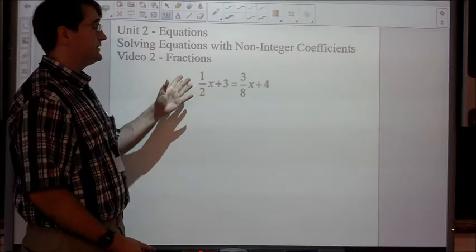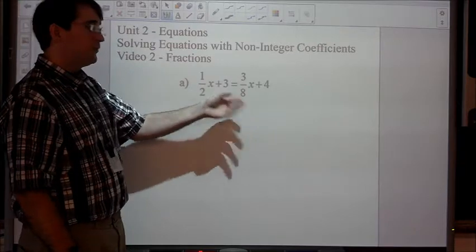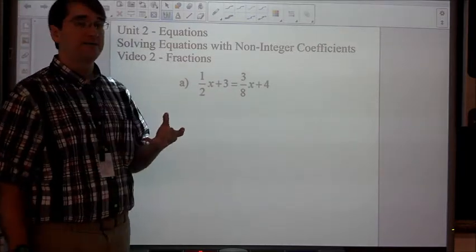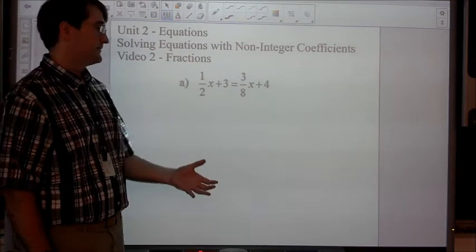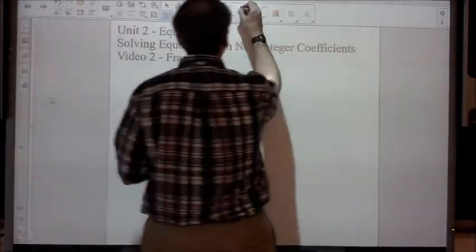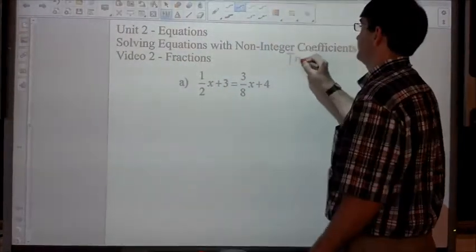When we have fractions in an equation like this, well, let's just face it. We know that you don't like fractions. I'm not a big fan of fractions. Your teacher's probably not a big fan of fractions. It'd be nice to just get rid of the fractions. We're with you on that. So let's do that. To clear fractions.